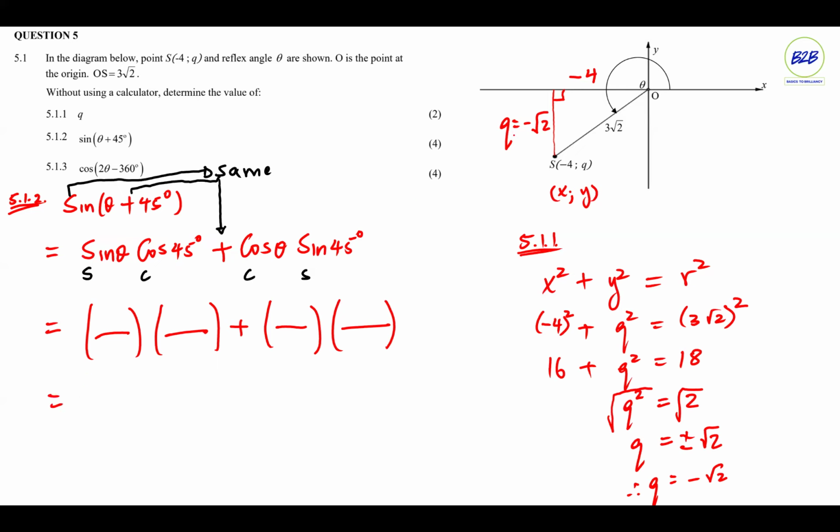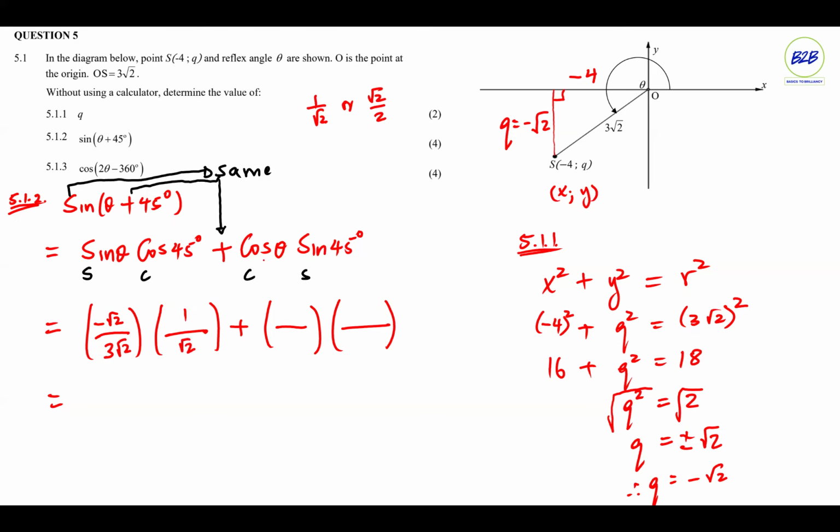So looking at the diagram, what is the value for sine theta? Opposite, which is negative root 2, over hypotenuse, which is 3 root 2. And then cosine of 45 degrees. Previously, in episode 1, we saw that cosine 45 degrees can either be 1 over root 2 or root 2 over 2. It's up to you which one you choose. So we'll take 1 over root 2.